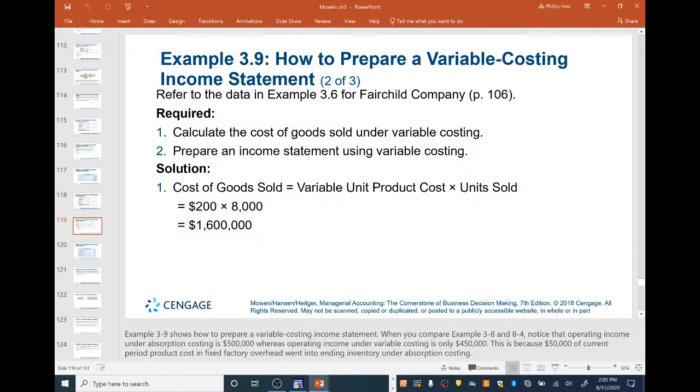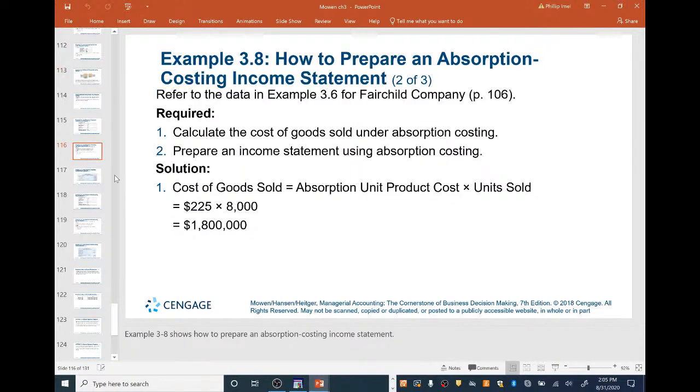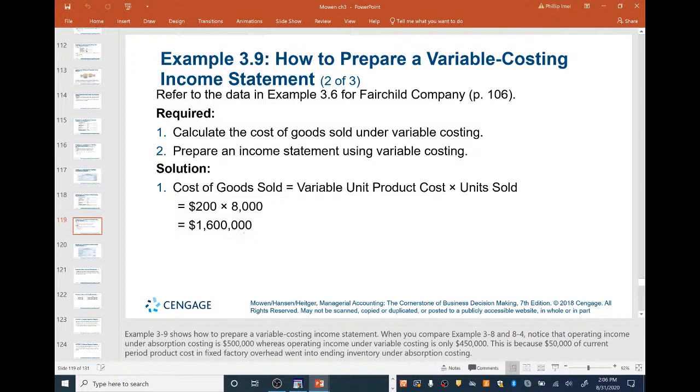Notice here, obviously the cost of goods sold is going to be less under variable costing than it is under the absorption one. Why? Remember, variable costing does not include fixed overhead, whereas absorption costing does. So product cost will be higher, and if product costs are higher, then cost of goods sold will be higher under that one. That's why cost of goods sold is less in this case, okay? So cost of goods sold, 1.8 was on the absorption. Cost of goods sold is 1.6 on the variable costing.